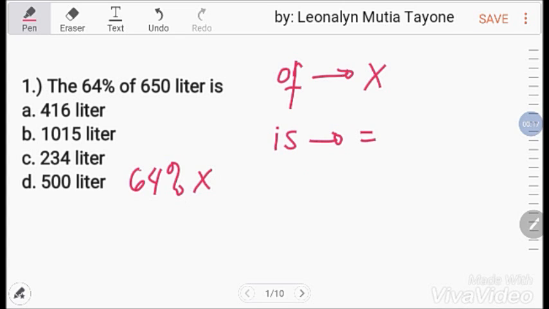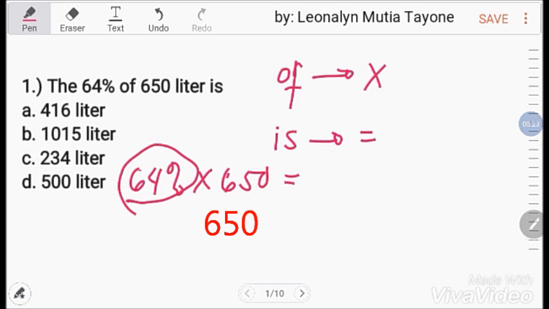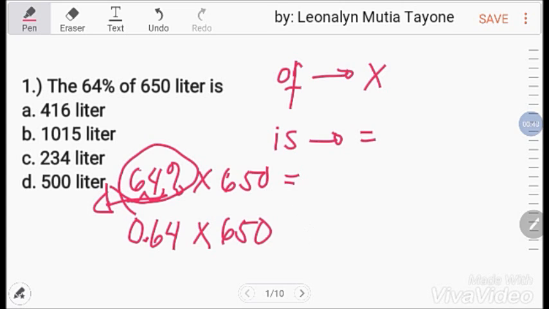64% of, multiplication, 650, equals. 64%, mag-convert tayo ng decimal. Always yan, i-divide mo lang ng 100%. And that means i-move mo yung decimal place twice, going to the left. So that is 0.64 times 650.